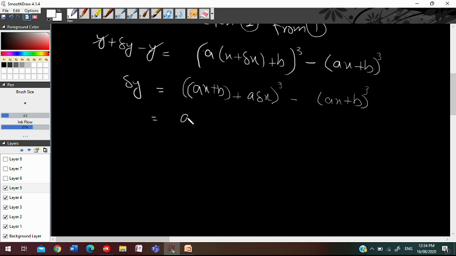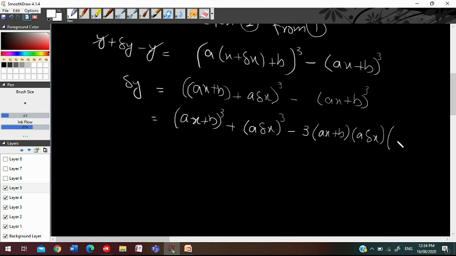(ax plus b) whole power cube of the first term, then cube of the second term, (a delta x) whole power cube, then 3 times (ax plus b), first term, second term, and then addition of these both terms. And this is the solution of our first term, and this last term is the same, minus (ax plus b) whole power cube.